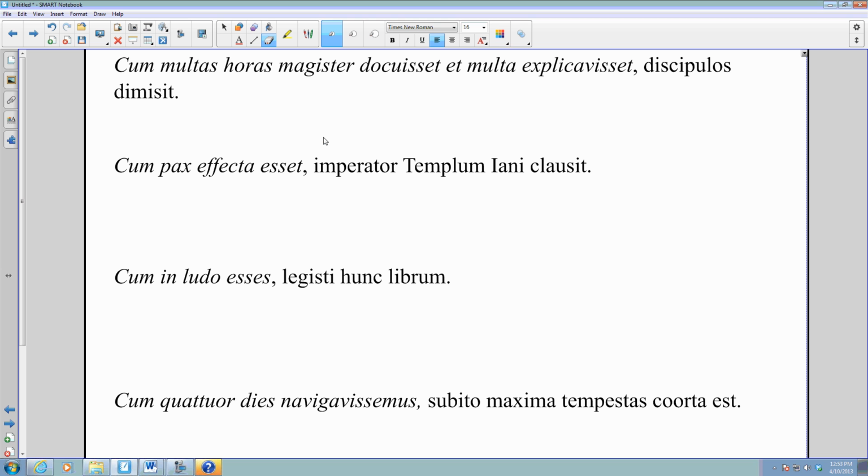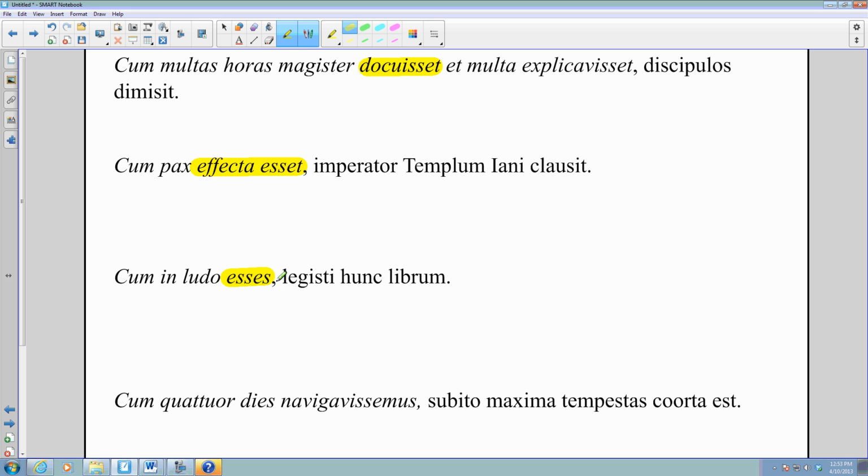Okay, with these 4 sentences, the first thing I'm going to do is highlight my subjunctives to make sure I can recognize them. I have a cum clause here, so here's a subjunctive. It's pluperfect subjunctive. Effecta esset. Again, I have an infinitive, esse. That's still pluperfect subjunctive.